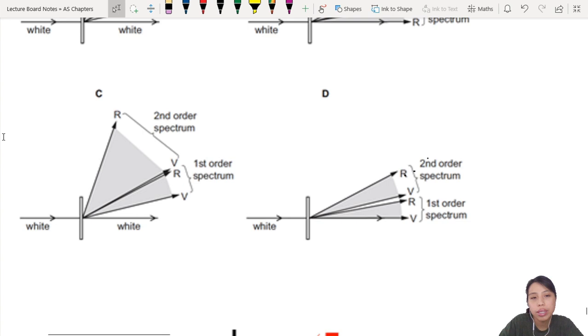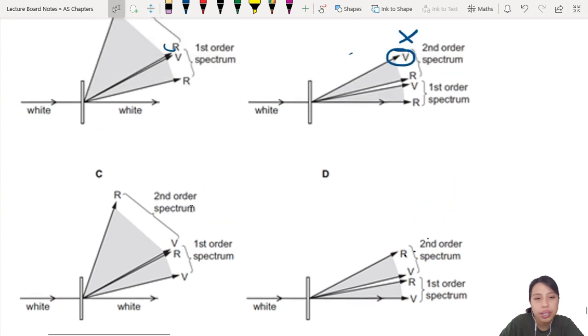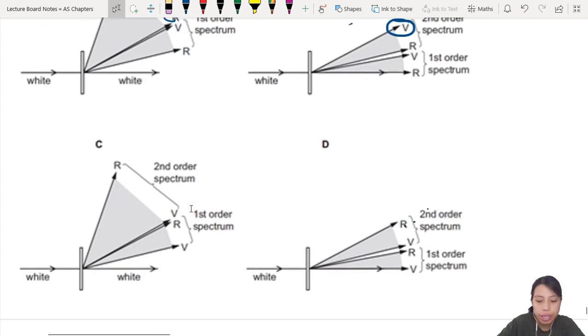If you don't have enough time, you can just guess, simply choose one. You have a 50% chance to get it correct. But we want to know, is it C or D? Are the orders equally spread, or are these angles changing? So you need to think about this again.